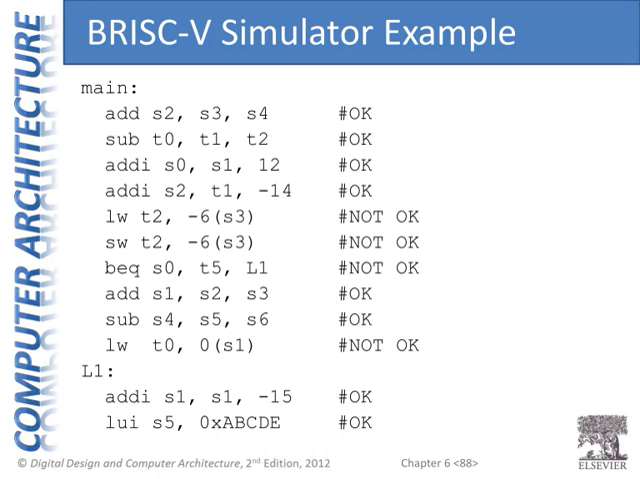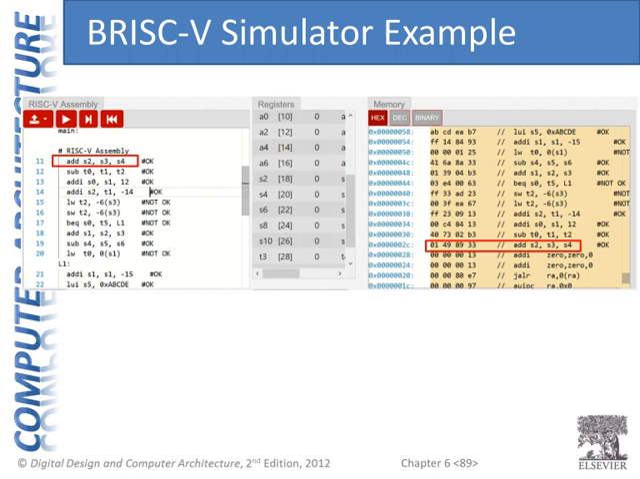Okay, so here's an example of how you can use the BRISC-V simulator to help. These ones, the loads, stores, and branch, it doesn't give you the correct machine code for, so just be careful. You definitely have to do all of them by hand anyway, but you can check. So let's say we load this into our simulator. You can see over here that we've loaded it in.